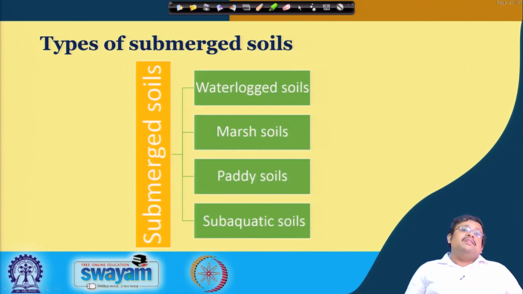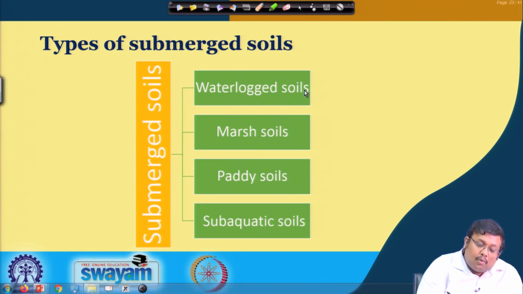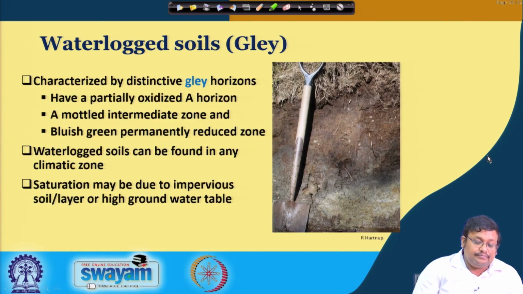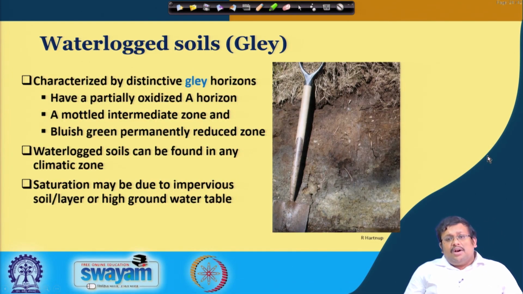Now, what are the different types of submerged soils? There are 4 different types of submerged soil, as you can see. One is called waterlogged soil, another is marsh soils, third one is paddy soils or rice soils, and the fourth one is subaquatic soils.